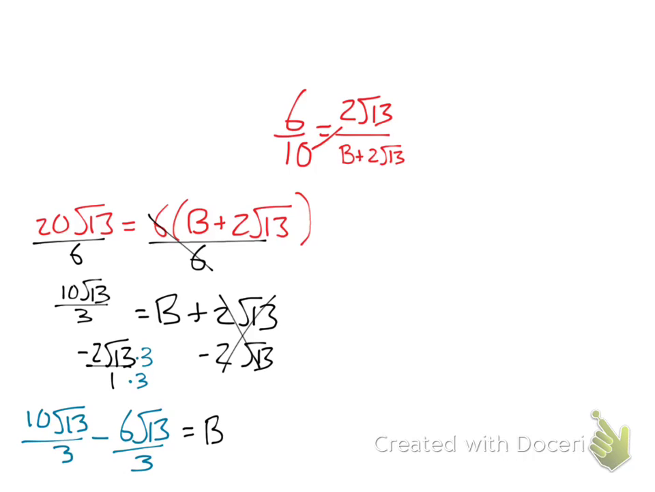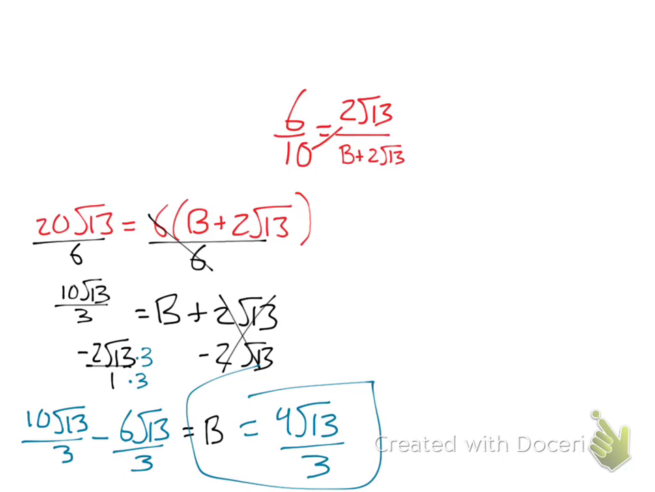Is everybody seeing this process? Everyone in here can do this process. Did it take a little bit of thinking to get here? Yes. It wasn't past anyone though. And then if you have 10 of something and you minus 6 of something, how much something do you have? You have 4. And what happens to be the something in this problem? Square root of 13 over 3. You now have B.